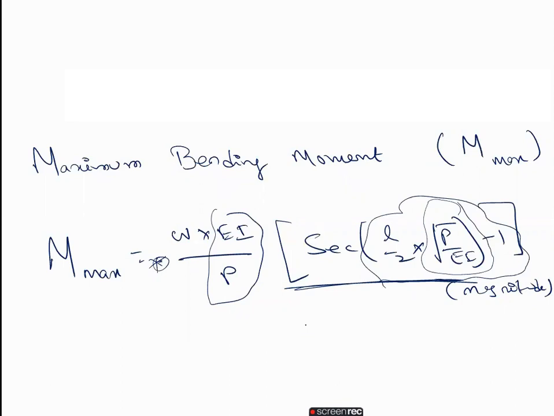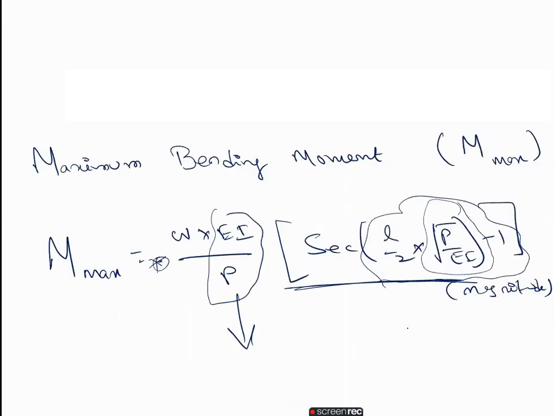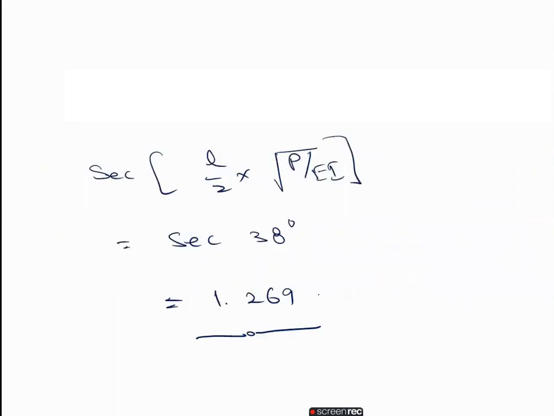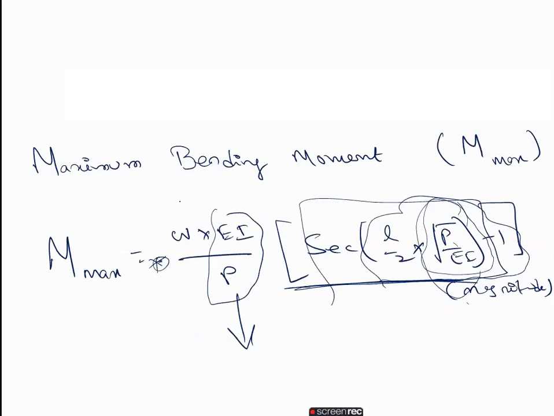So here if you observe in this equation, while calculating the maximum bending moment, we know the EI by P value. How much did we get here? We got 3.55. Then we know the square root of P by EI, but now no need. Why? Because directly we calculated secant of L by 2 into square root of P by EI. The value is 1.269. Then next, the W value we know already, that is 6 into 10 cube, the uniformly distributed load. So now I substitute all the values in this maximum bending moment.